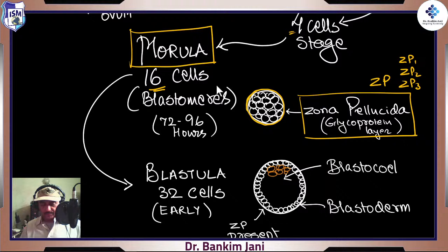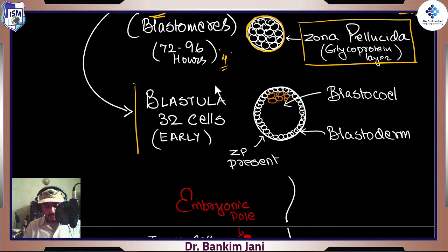72 to 96 hours, so just 4 days have passed since that bravest sperm went for that expedition, and this ball has formed. Now from here, the changes are extremely interesting. From morula, it moves on to the next stage, what is called the blastula.